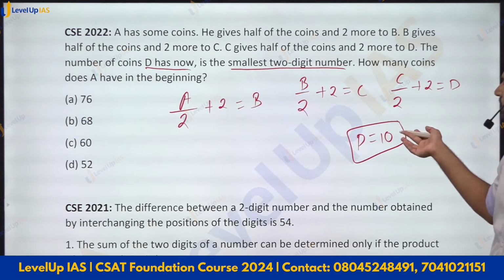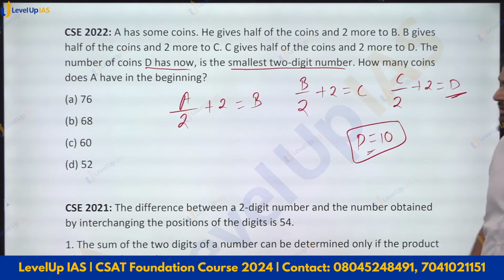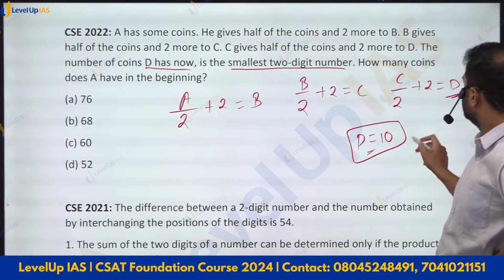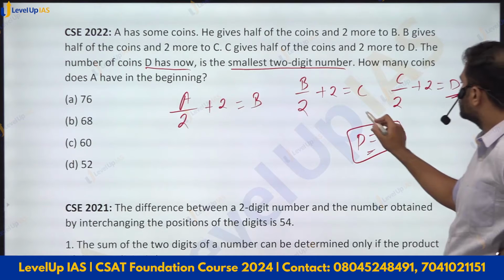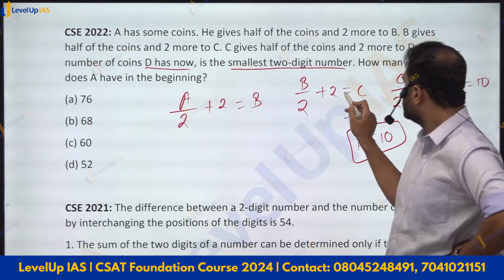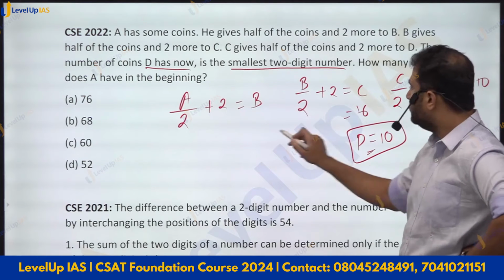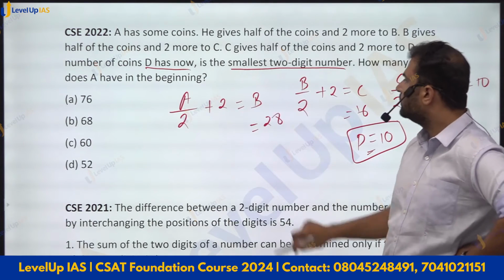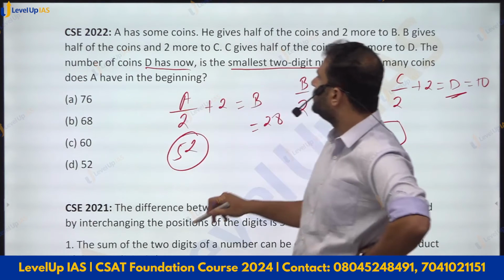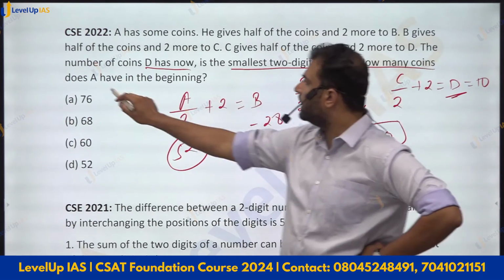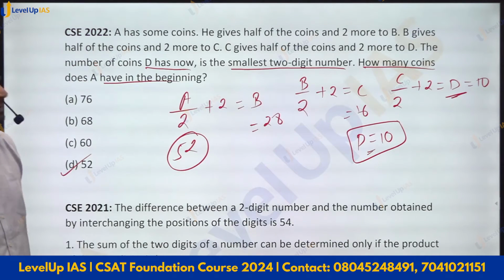So we have 4 unknowns, 4 equations. We can solve them. So D is equal to 10. We put D as 10 here. So what do we have? This is equal to 10. So 10 minus 2, 8 into 2, 16. So C is equal to 16. And then this 2, minus 2 on that side, B by 2 is 14. So B is equal to 28. And 28 minus 2, 26. 26 into 2 is 52. A is equal to 52. So the question is only how many coins A has in the beginning, that is 52. I hope it was very easy. All you have to do is write these equations and solve them.